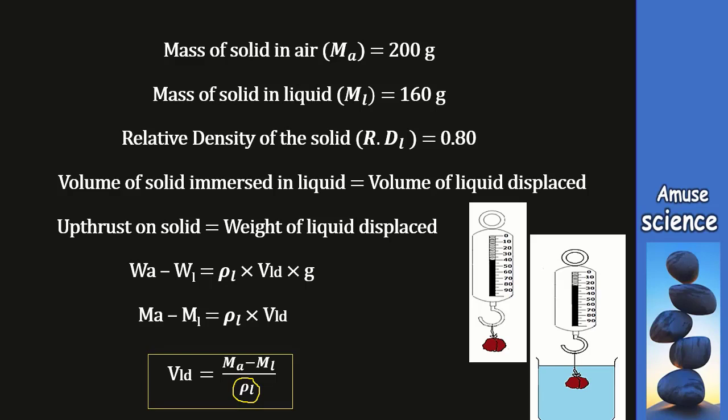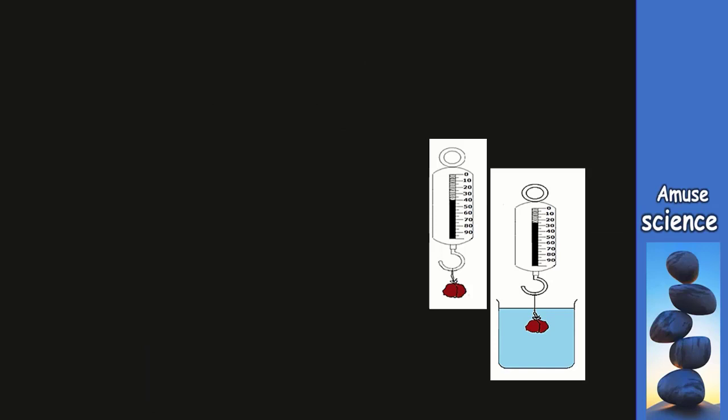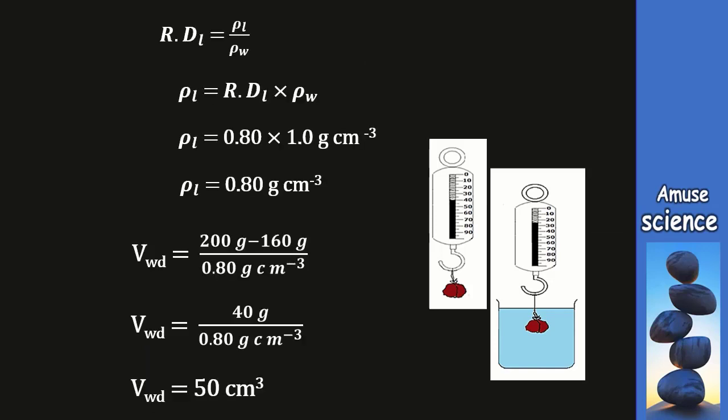So to find the density of the liquid, we have been given the relative density of the liquid. So we know that relative density of the liquid is equal to the density of the liquid divided by the density of water. Making density of the liquid the subject, we have relative density of the liquid multiplied by the density of water. So substituting the figures, we have 0.80 multiplied by 1.0 grams per cubic centimeter. And this is giving us 0.80 grams per cubic centimeter.